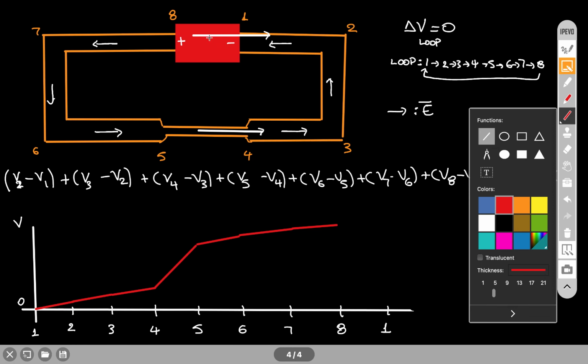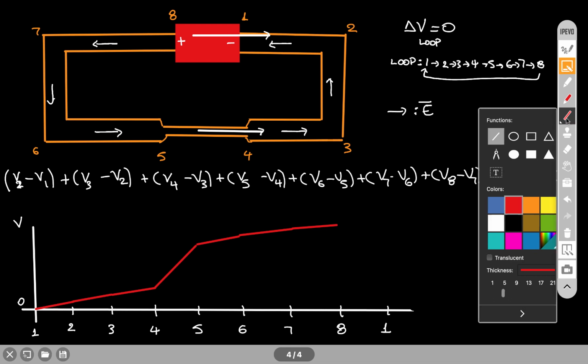And if you remember back in that video that I talked about the surface charges, I found that the electric field inside the battery is great. Now look at this. The electric field inside the battery points to the right, and when I go from 8 to 1, I'm also moving to the right. If I'm moving in the same direction as the electric field, the potential decreases.